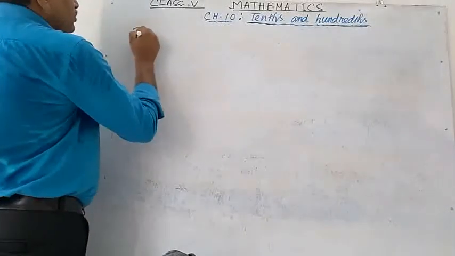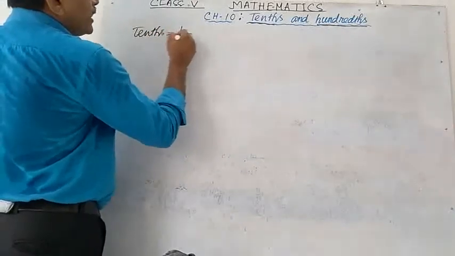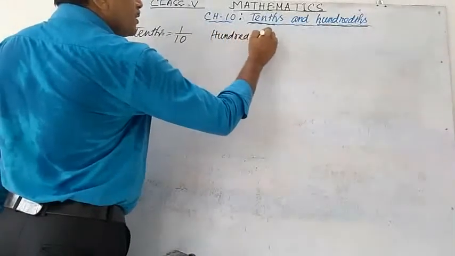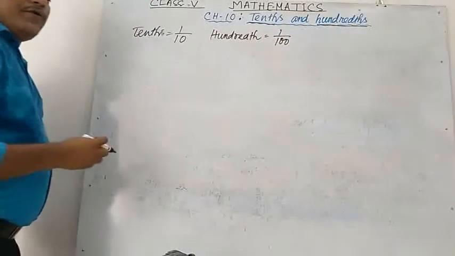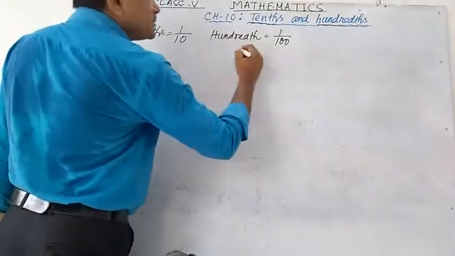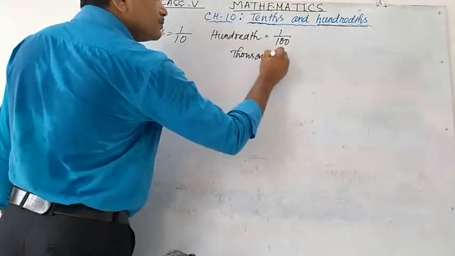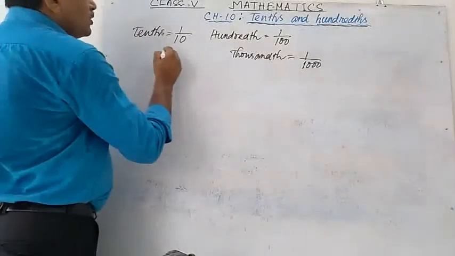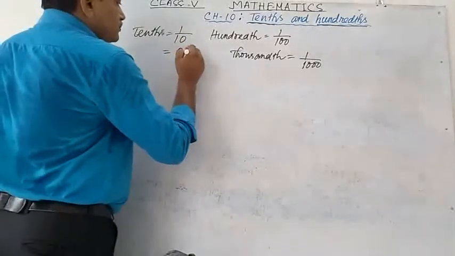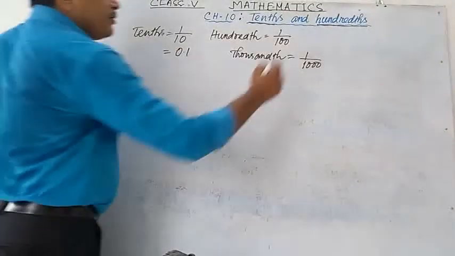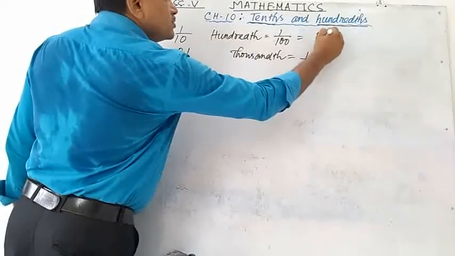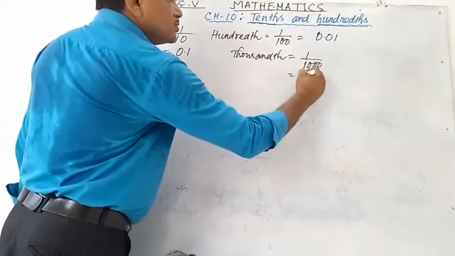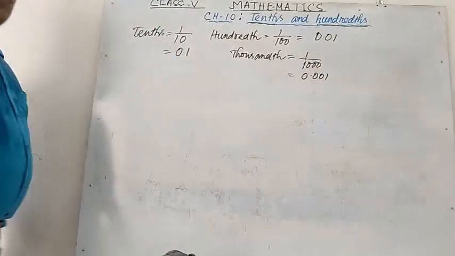So 10th means 1 by 10 and 100th means 1 by 100. Except this, thousandth means 1 by 1000. So 10th, 1 by 10, that is 0.1. 100th, 1 by 100, that is 0.01. 1000th, this means 0.001.